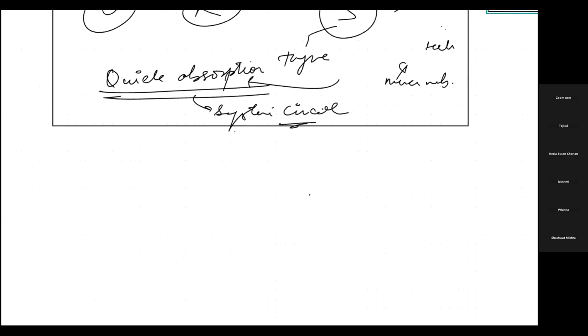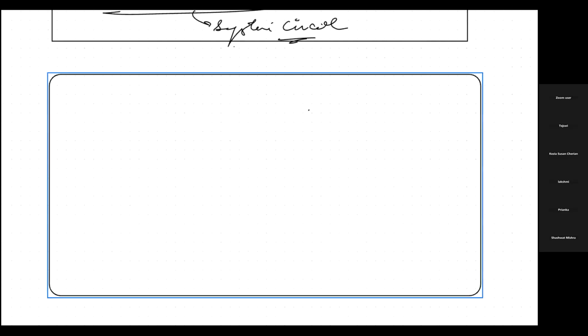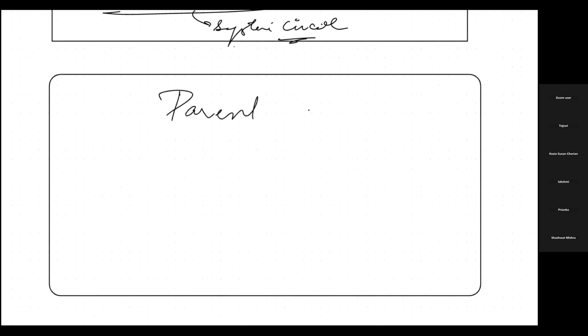There is a small trick for the parenteral route of administration. We know what parenteral is, right? Parenteral is any pathway other than the enteral. Any other pathway other than enteral is what? Parenteral.